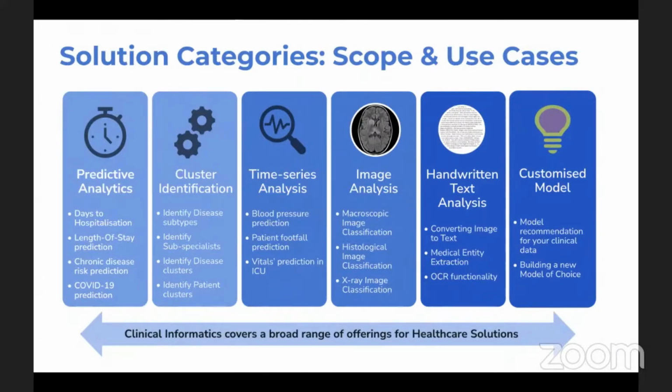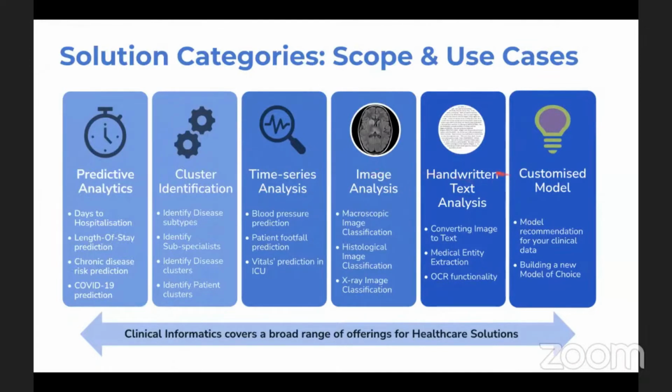Next, we come to image analysis. It's a very much emerging field within the last decade, where X-rays and CT scans and MRIs and even USG, all these things can be automated to a certain extent. Also, for the pathological images, the tissue sections, this can also be automated to a certain extent.